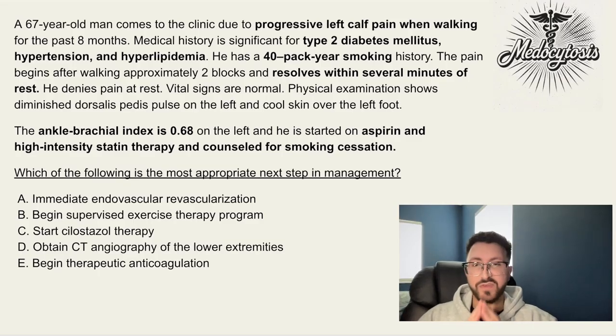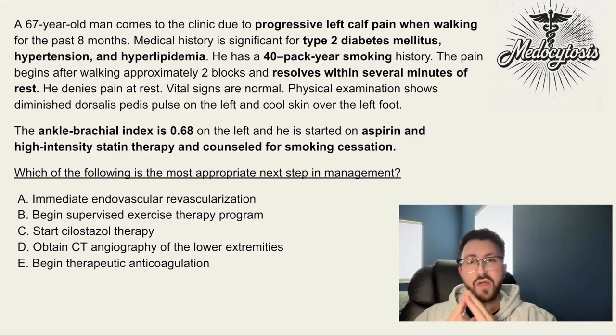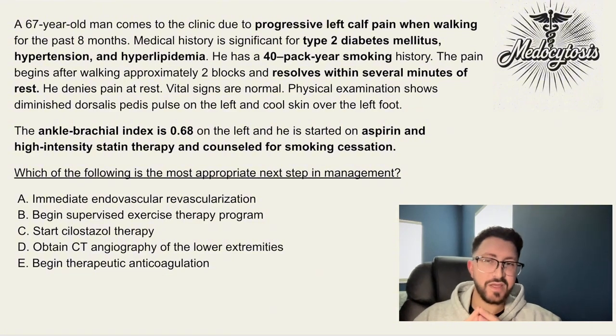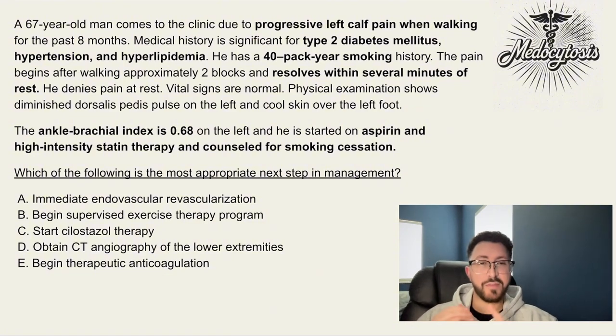If that is not sufficient enough, then we go for C and we give Cilostazol, which is a PDE3 inhibitor. It helps inhibit platelet aggregation and causes vasodilation. So if your artery has a plaque, it vasodilates that artery, more blood gets through to the leg, and it helps improve. So you would want to do B. If B doesn't work, you'd do C. The correct answer, however, in this question is B.